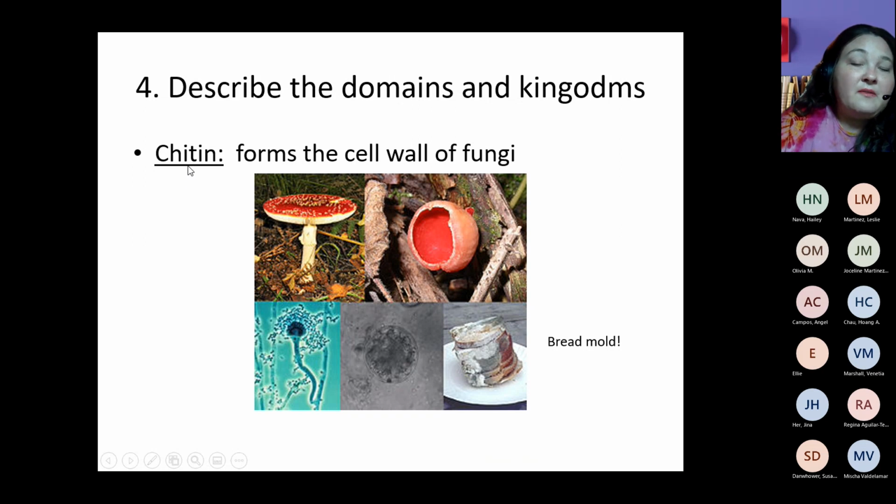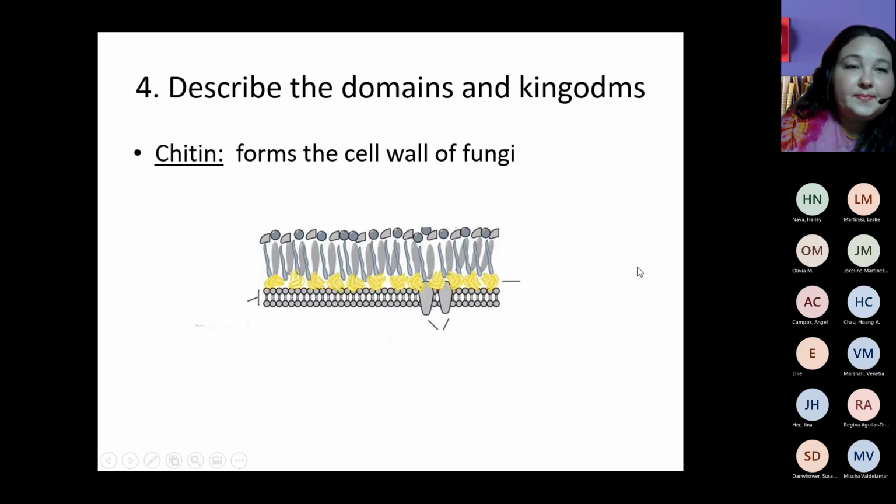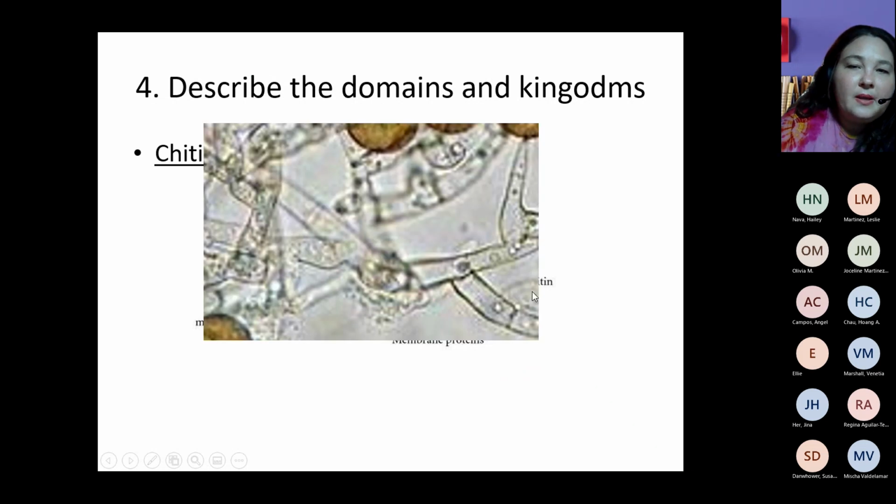Chitin is another carbohydrate that forms the cell wall of fungi. We've got bread mold, which is a kind of fungus. We have mushrooms. We have unicellular fungi. This is penicillium, here it is again, which creates penicillin, the drug. Yeast is a form of fungus. This is a diagram of what chitin looks like. Inside the cell, we've got our cell membrane as usual, our membrane proteins, and then we have our cell wall of chitin. And then on top of the chitin are other structures depending on what kind of cell you're talking about. There might be other things outside the chitin.